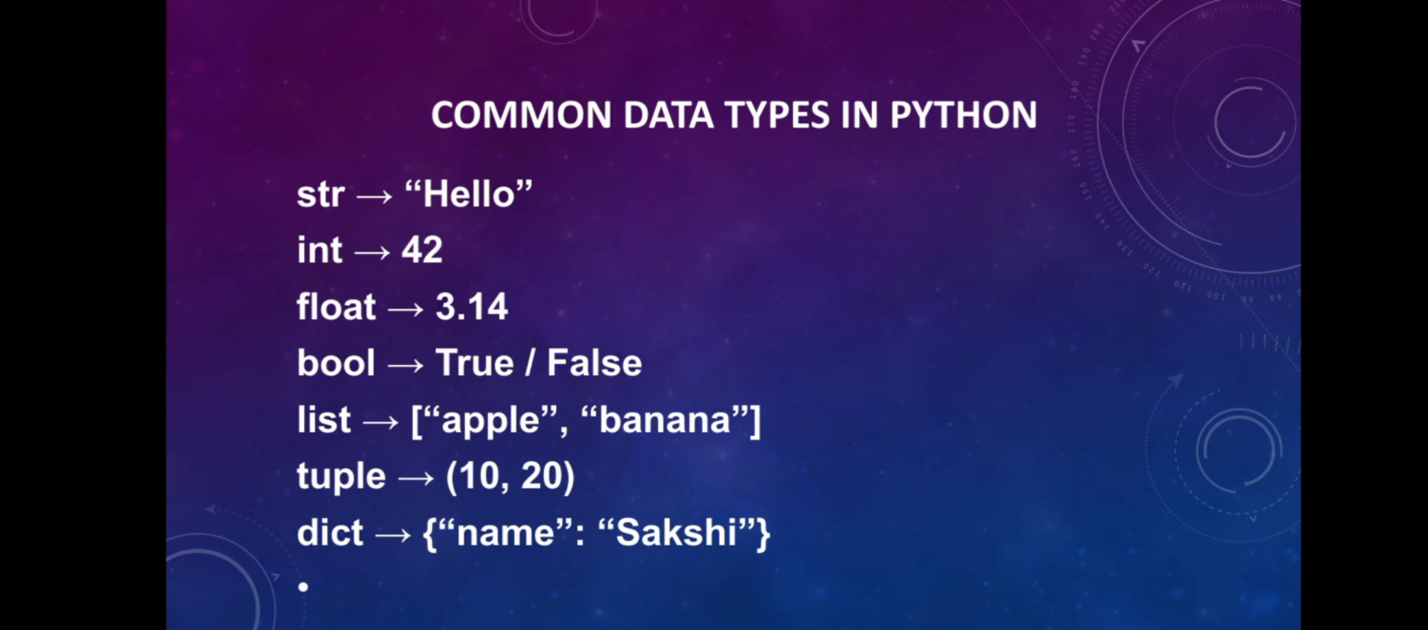List data type: fruits assigned in square brackets apple, banana, cherry. Tuple data type: coordinates assigned in round brackets 10, 20. Dictionary data type: person assigned in curly braces name Sakshi, age 25.